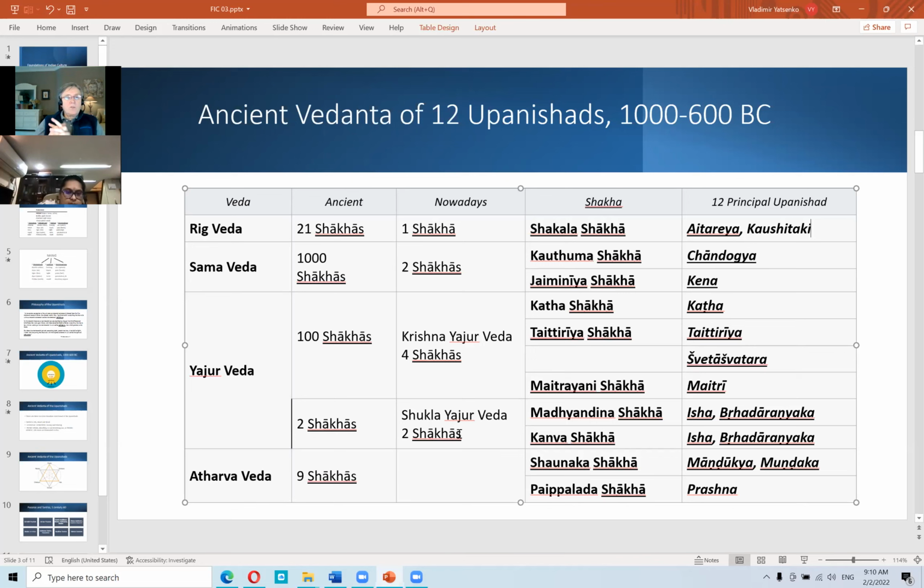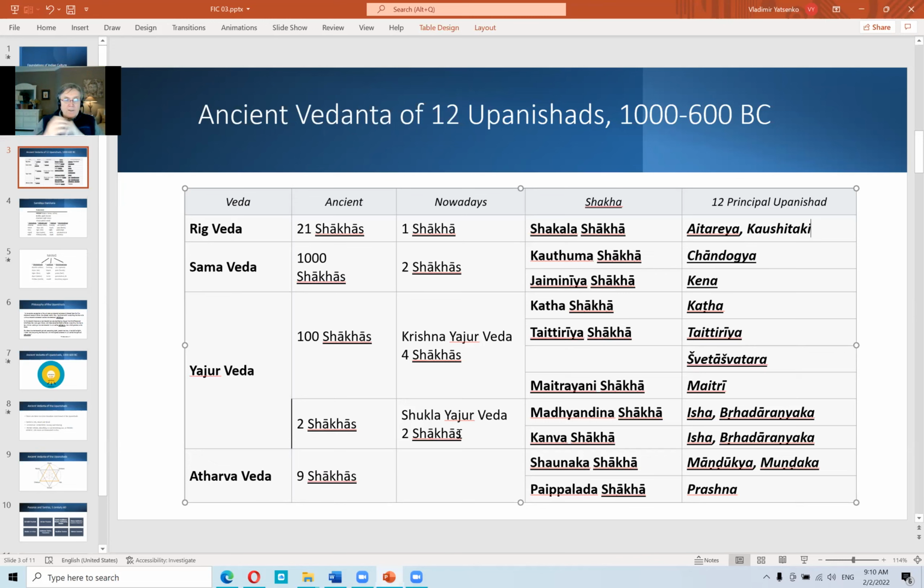And 2 shakhas of Shukla Yajurveda. It's Madhyandina and Kanva. And they both have Isha and Brihadaranyaka Upanishad. Isha Upanishad is a part of Samhita itself. Brihadaranyaka is not. It is a part of rather Shatapatha Brahmana, there is in between.